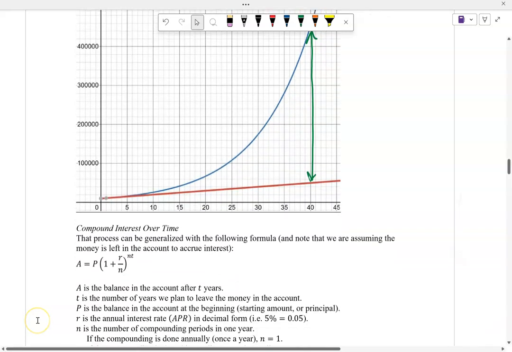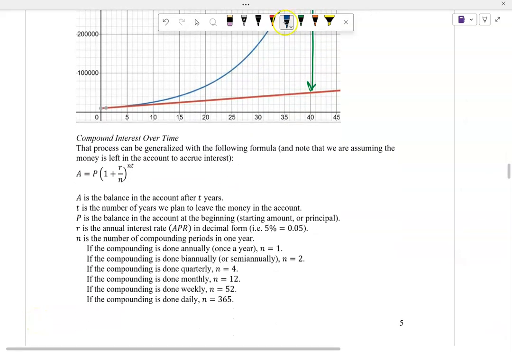Well, this process can be generalized with this formula. So we're going to go ahead and play with this formula. That's the compound interest formula. A is still the account balance after time T. P is still the initial amount you put in, the initial investment, the beginning balance. R is still your interest rate. T is still your time in years, but your N is your compoundings per year.